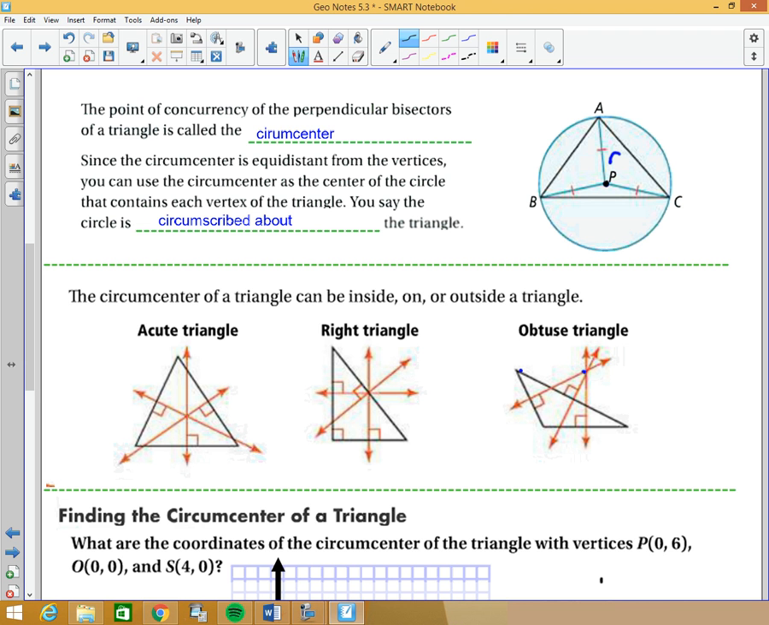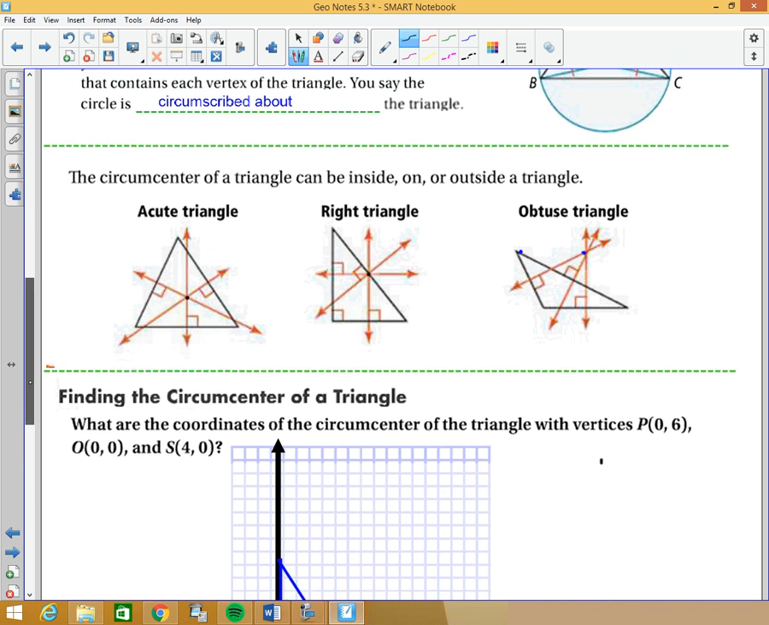In an acute triangle, this circumcenter occurs inside the triangle. In the right triangle, it occurs at the midpoint of the hypotenuse, and in an obtuse triangle, it occurs outside the triangle beyond the longest side.